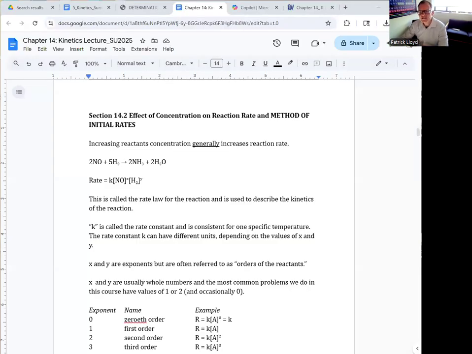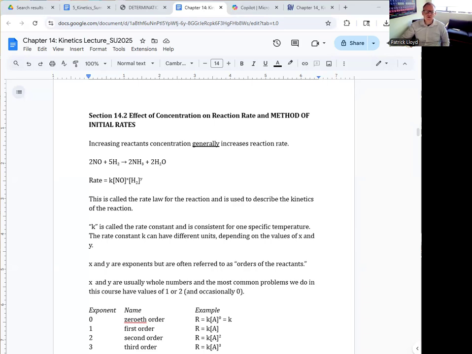Okay, in this section 14.2, we're going to look at the effect of the concentration of reactants on how fast the reaction proceeds, which of course is the reaction rate. We're going to use a technique called the method of initial rates, a very standard type of problem in kinetic analysis. So let's take a look.